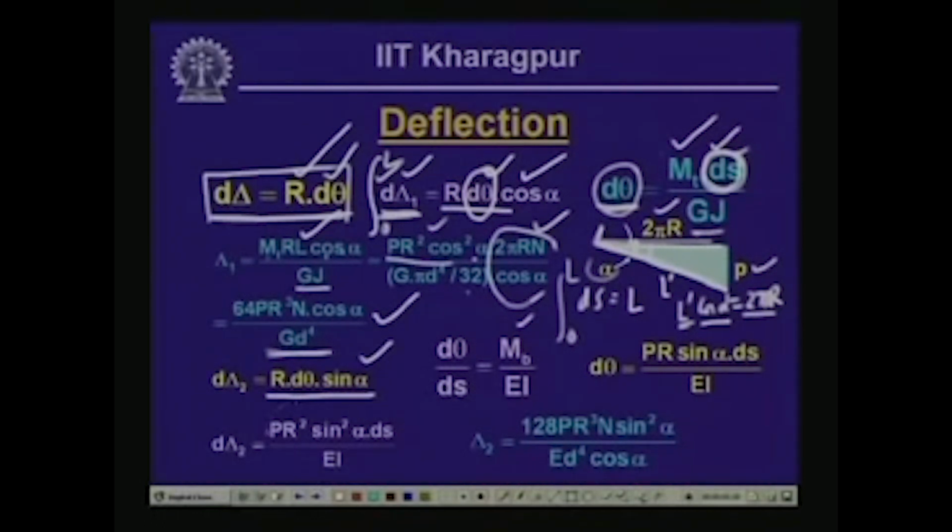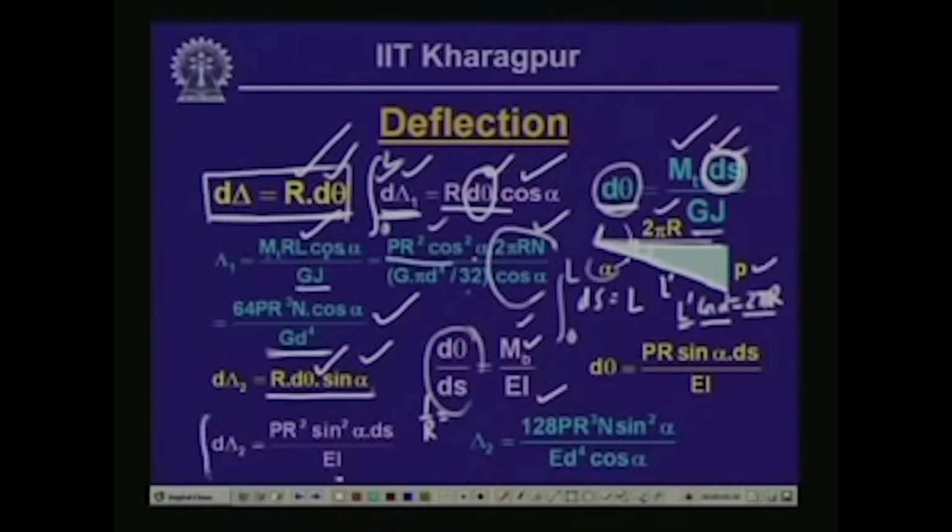Now, in this particular case, as we know that M by I is equal to sigma by y is equal to E by R, and 1 by R is nothing but the curvature, which is equal to dθ by ds. So, dθ by ds equals M_b by EI, where M suffix b is the bending moment, and therefore, dθ is equal to M_b ds by EI. So, in r dθ times sin alpha, if we replace dθ with M_b ds by EI, and if we integrate that, then dδ2 becomes P r² sin² alpha ds by EI.